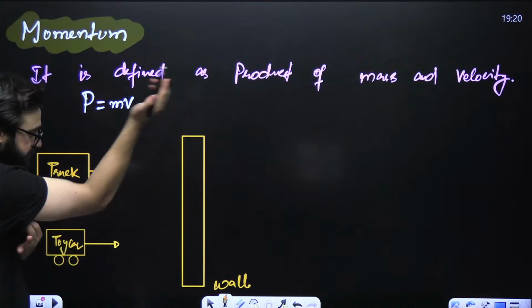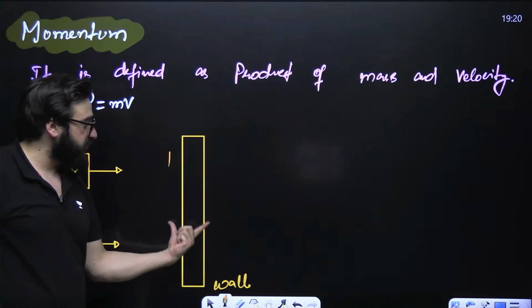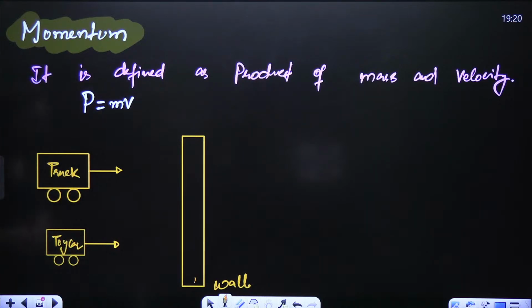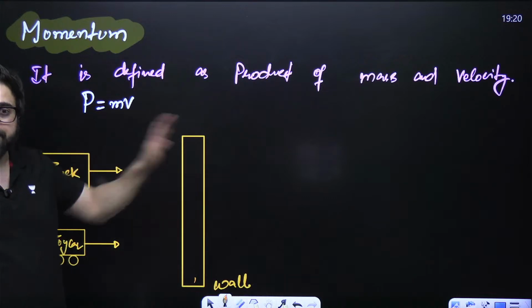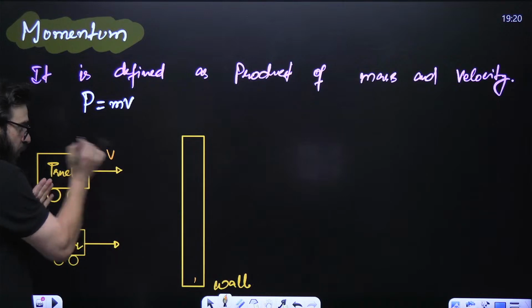Now guys, let's suppose I have got a wall over here. This is the wall in front of you. Forget about the definition. Okay, it's a very strong wall. And I have got a truck over here. This is a truck moving towards the wall with some velocity.